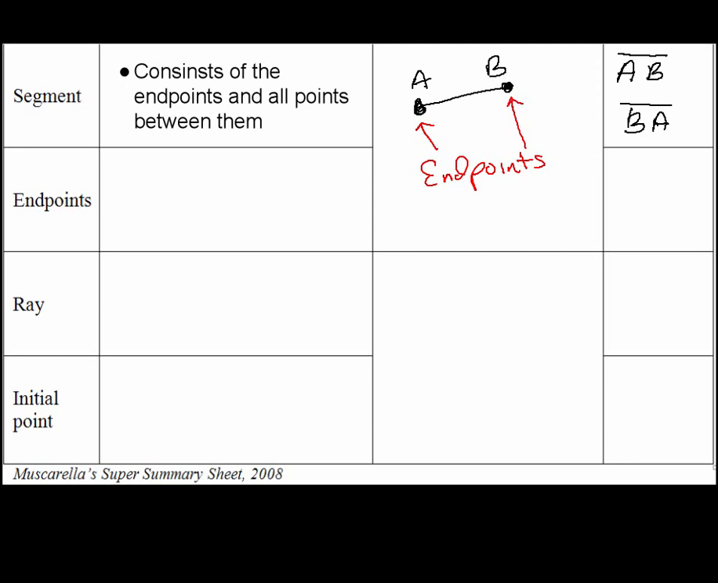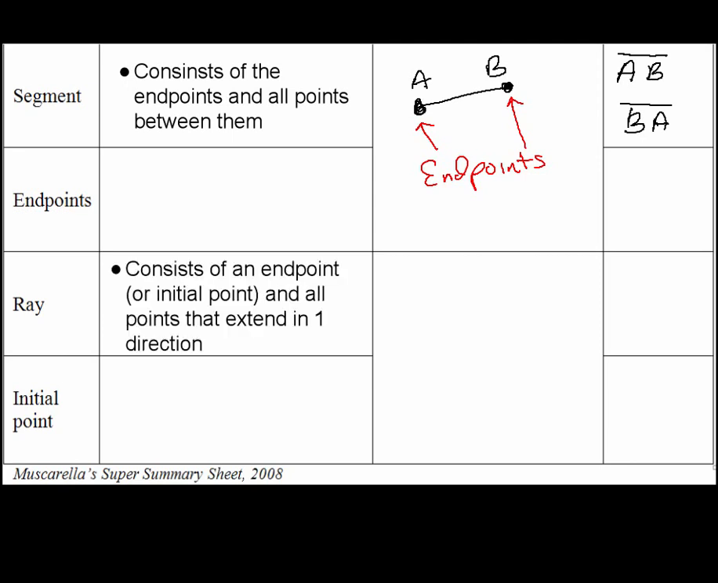Now, a ray is going to be a little bit different because a ray is going to consist of an endpoint, sometimes called an initial point, and all the points that extend in only one direction. So we're going to have some initial point or endpoint, and it's just going to go on forever in one direction. Now you need another point on there, and sometimes we'll keep with our A and B letters. Now this would be considered ray AB. So that's how you would say that if you saw that diagram. Now symbolically, you'll have the A and then the B. Now A is your initial point, so the arrow is going to go like that, but it's only going to have an arrow on one end.